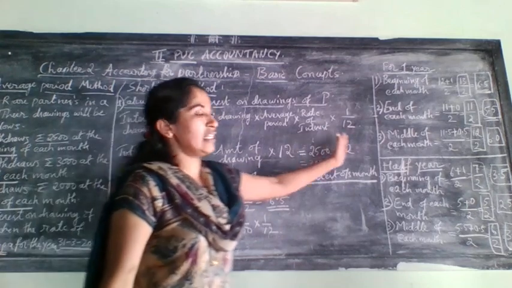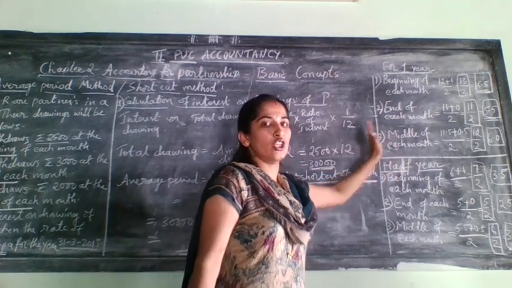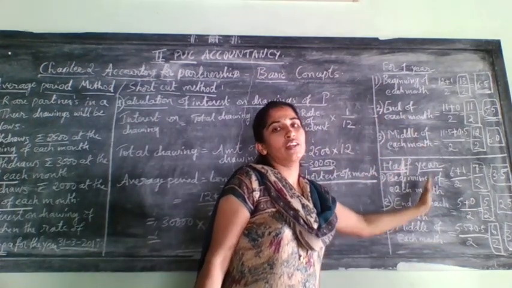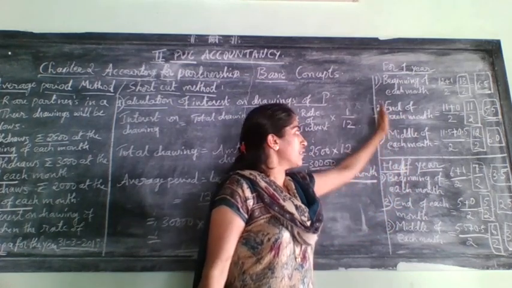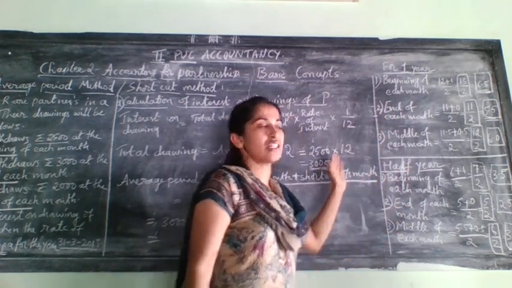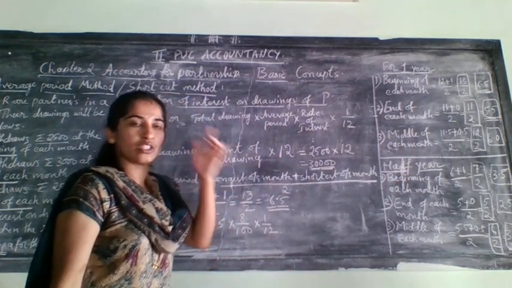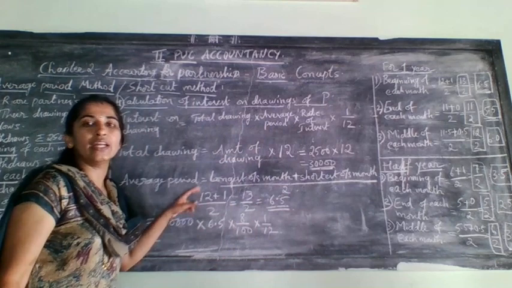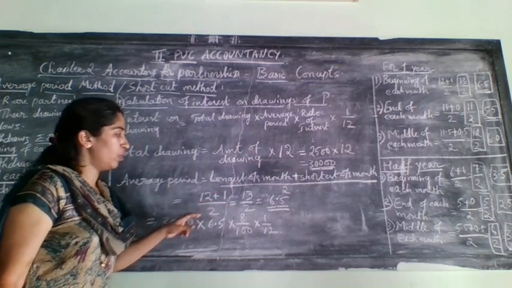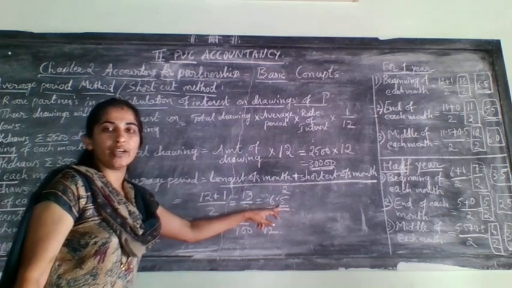Average period, see this is for your reference. No need to do this when you are solving the problem. I just kept this here because it is easy for you to go through. When it is at the beginning, it should come to your mind that it will be 12 plus 1 divided by 2. It will come 6.5.